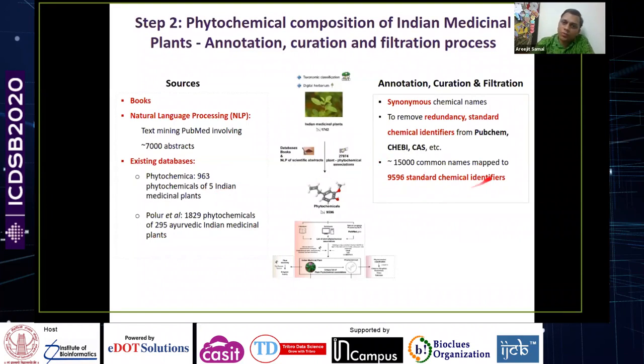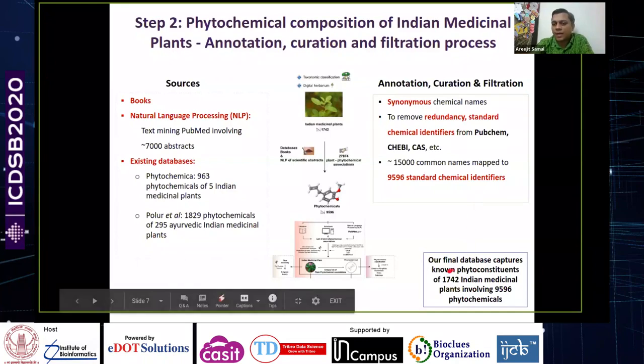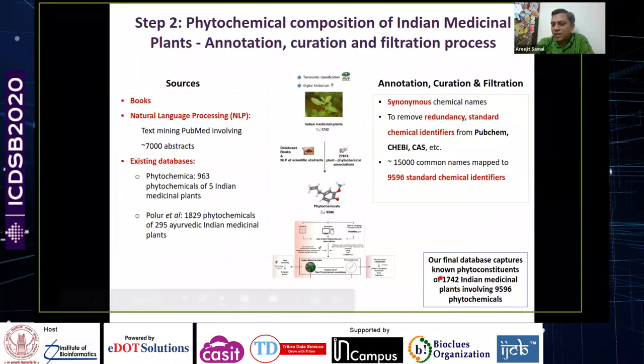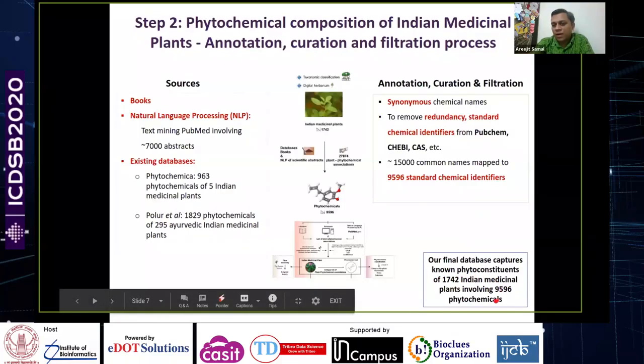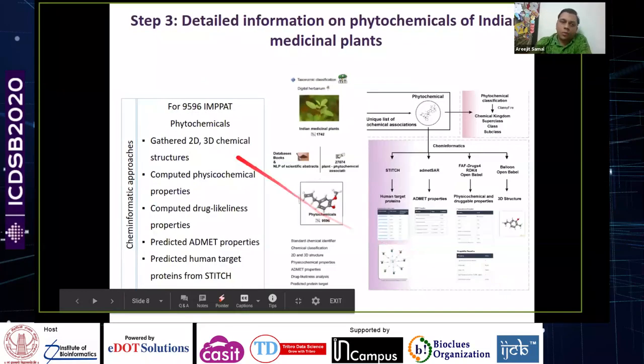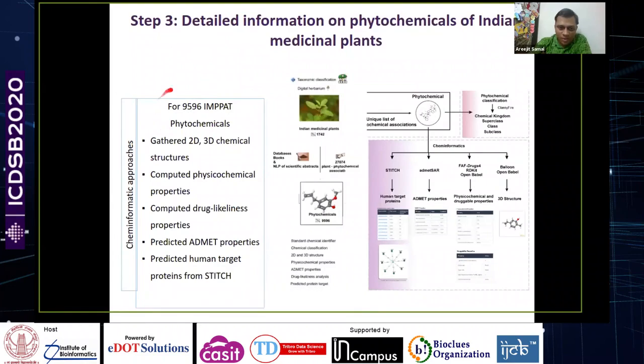So in this process, what we were able to do in our first round, which is available openly, is some 15,000 common names, which were mapped to 9596 standard chemical identifiers. Essentially, we have in our data space information for more than 1,700 Indian medicinal plants, which involves phytoconstituents that are 9596 in number. Once you have these 9596 phytochemicals with their 2D structures available, you can do a lot of cheminformatics with it.